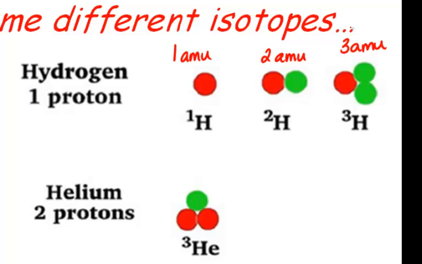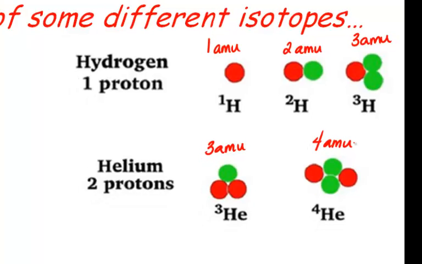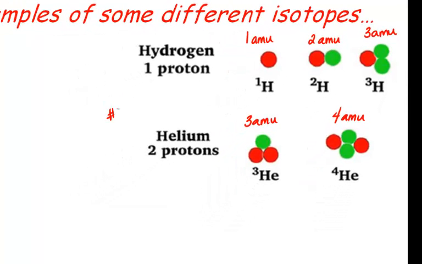Helium has two protons. So 2 protons and 1 neutron, this helium would have a mass of 3 AMU. Notice here we still have the 2 red protons, but now we have 2 green neutrons, so we have a mass of 4 AMU. Notice here that the number of red protons always remains the same. The number of protons is the atomic number, and the atomic number gives us our chemical identity.